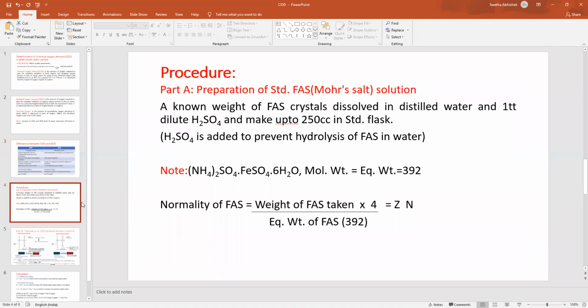Now I directly move to the procedure. Of course, the first part of the procedure is preparation of the standard solution.